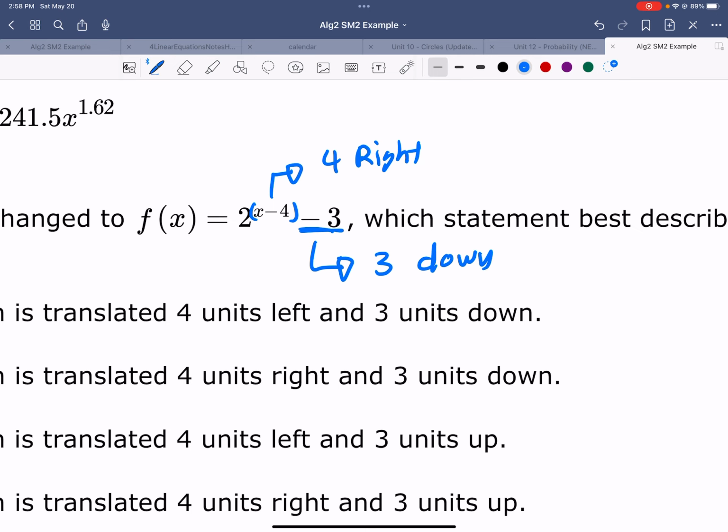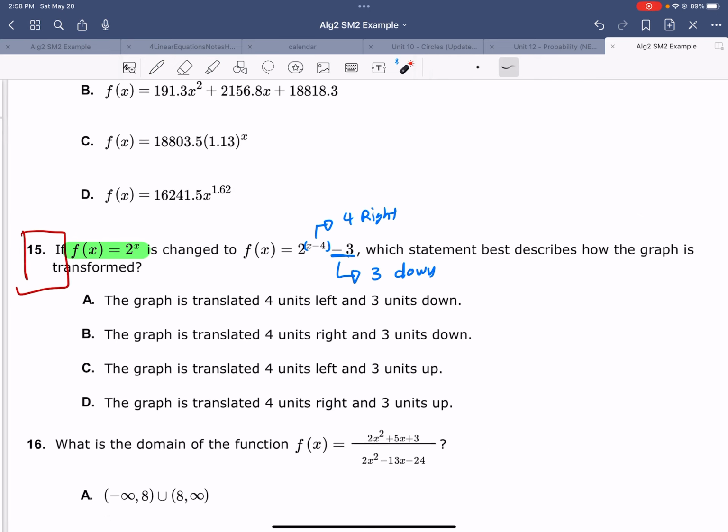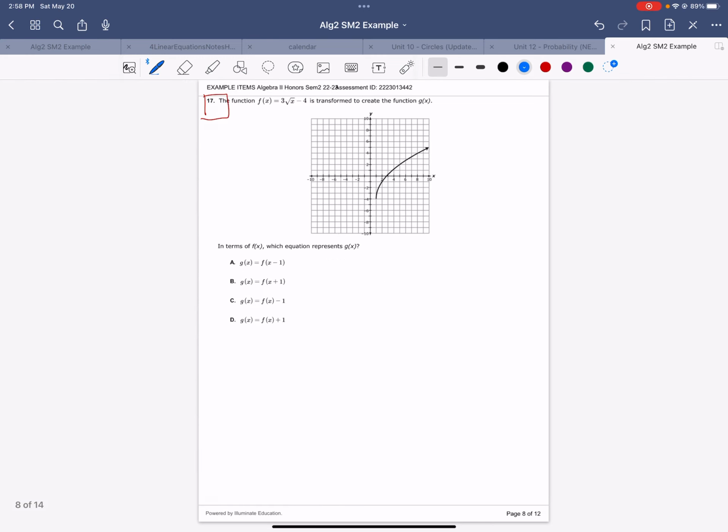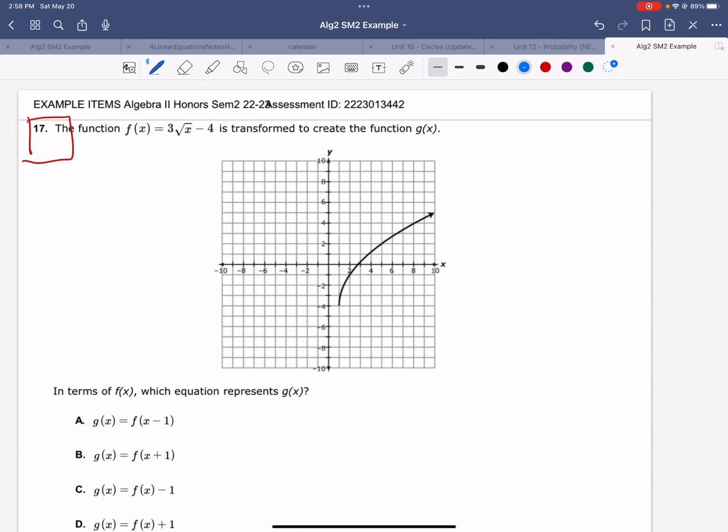This 2 has nothing to do with the stretch or compression because it is the base. And this one doesn't even ask, so who cares? So which one says 4 to the right, 3 down? 4 left, wrong. 4 to the right, 3 down. Here we go. That's it. Very simple. Easy. Piece of cake.